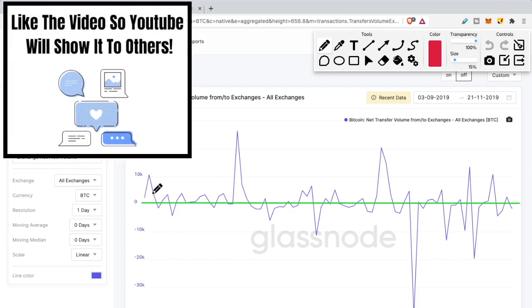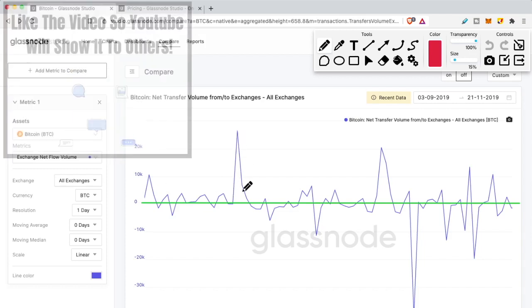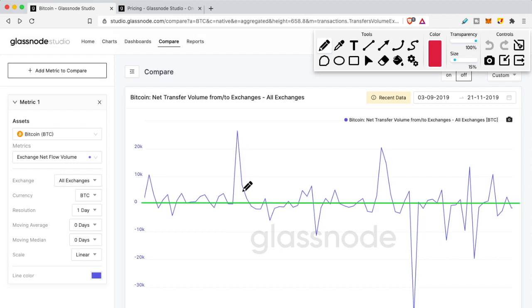When more people are depositing cryptocurrency onto the exchanges, it is likely that they're doing this with the intention of selling and trading their Bitcoin. And when this happens, it is more likely that the price of Bitcoin will decrease.